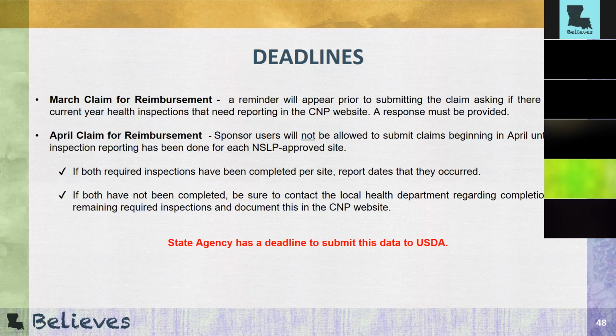If both required inspections have been completed or requested per site, then this information needs to be entered into the CNP website. On the next few slides, we will discuss how to add a health inspection date and how to let the state agency know if the inspection was requested but not conducted.